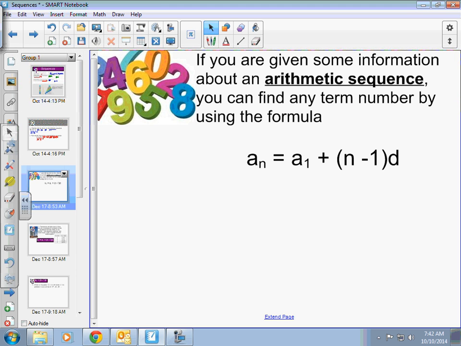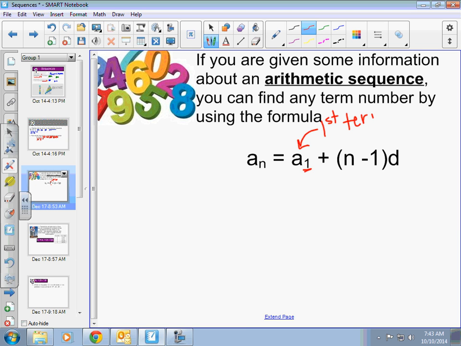Sometimes I'm going to ask you to find the nth term of a sequence. Maybe I'll ask you to find the 150th term. You don't want to have to keep writing it out until you get to 150 terms. So there are nice equations, or rules, that were written to help us figure that out. If you're given some information about an arithmetic sequence, you can find any term number by using this formula. A sub n, that's the term you want to find. A sub 1, this 1 tells me it's just the first term. Whatever n is, it's the same as here. And then D, that is your common difference that you're adding or subtracting every time.